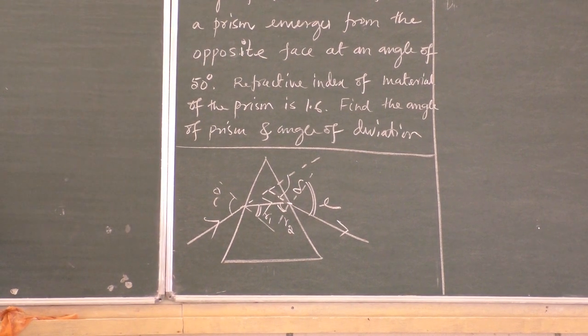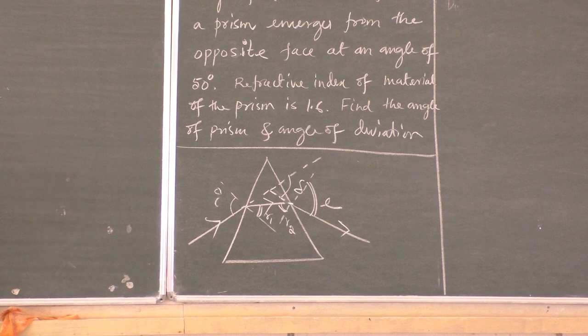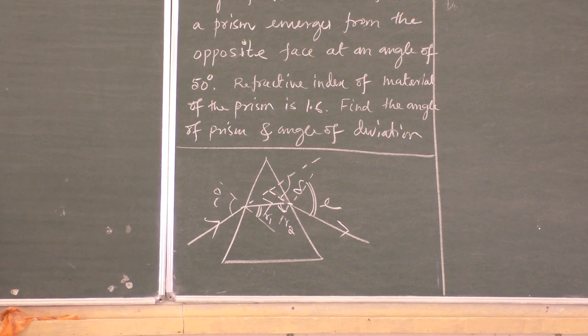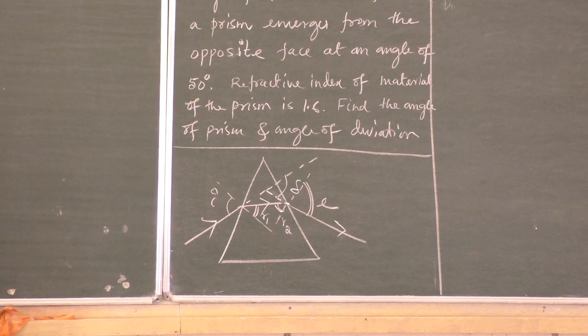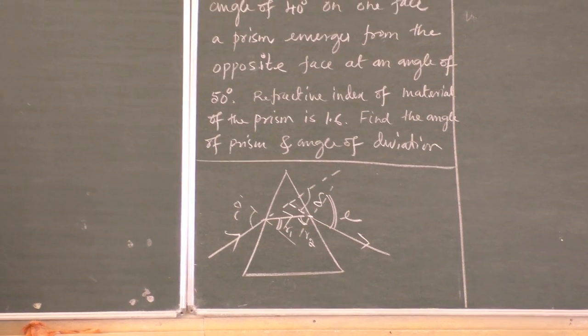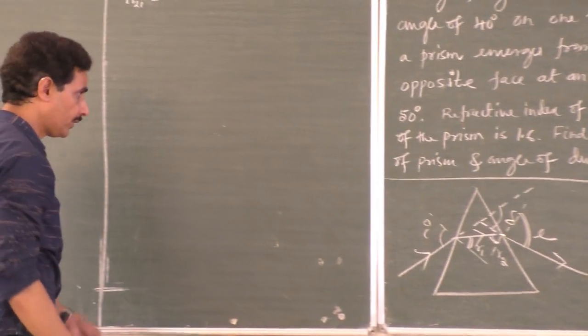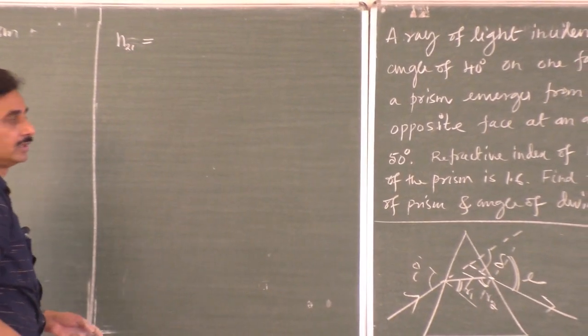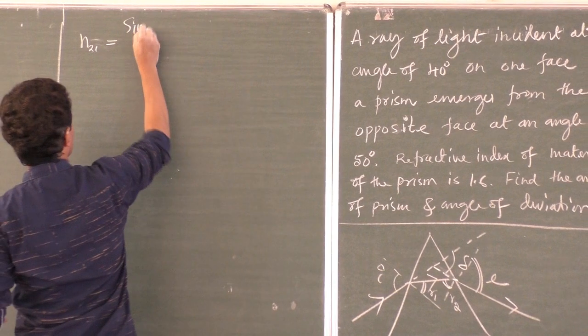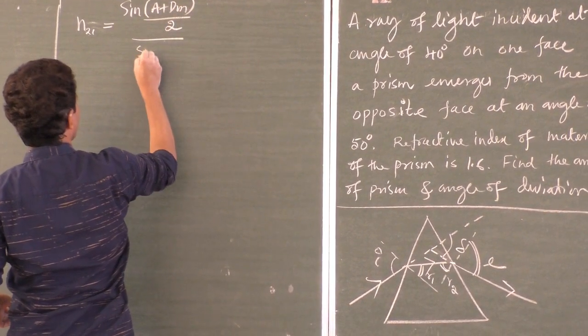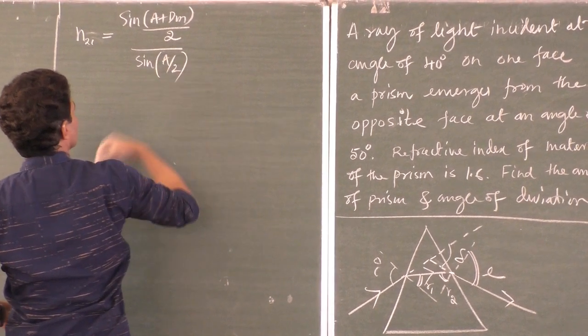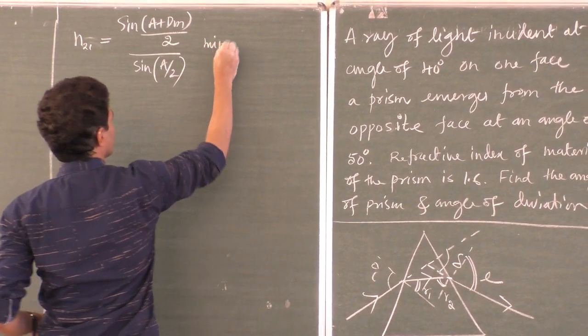Even in the problems on prisms, you must first decide whether you have to use the minimum deviation formula or something else, because you have a set of formulas like this. This formula for n21 is only for minimum deviation, not for some other angle of deviation. This is only for minimum angle: sine of (A plus Dm) by 2 divided by sine of A by 2. This is only for the minimum deviation position.